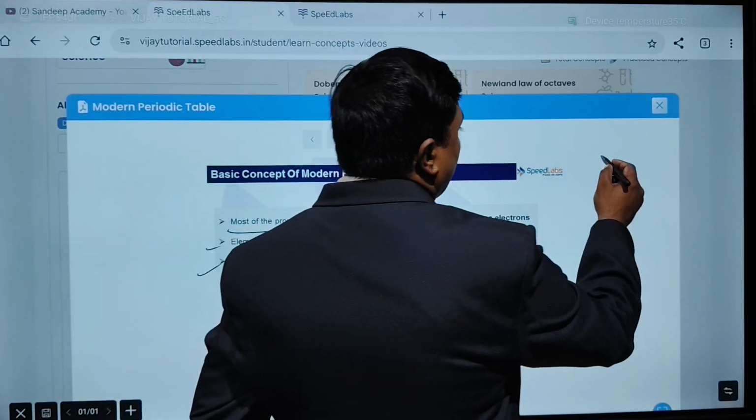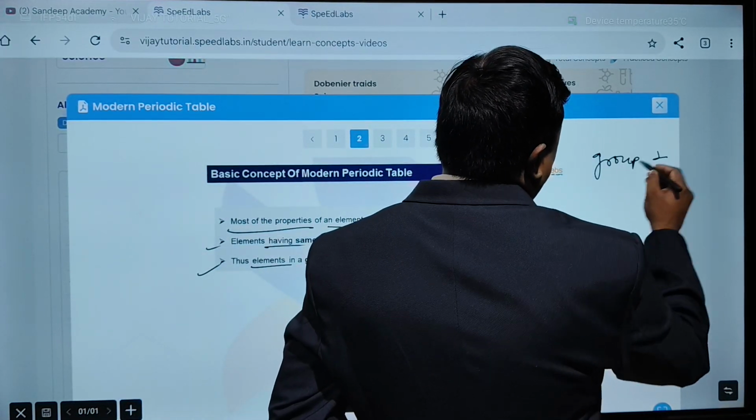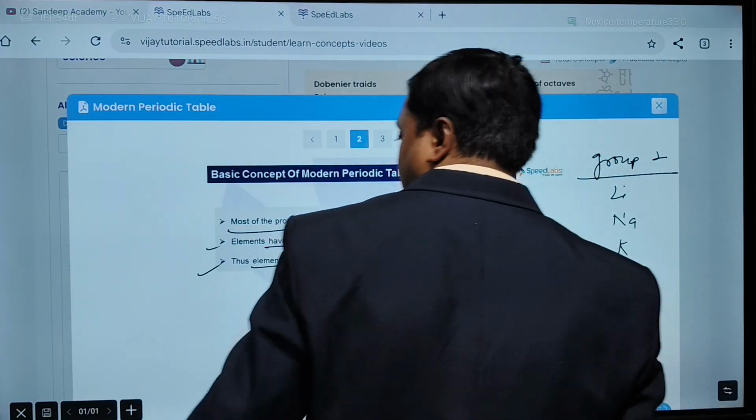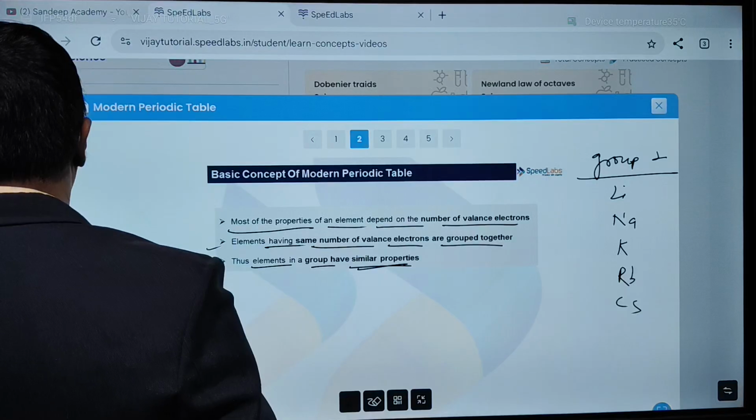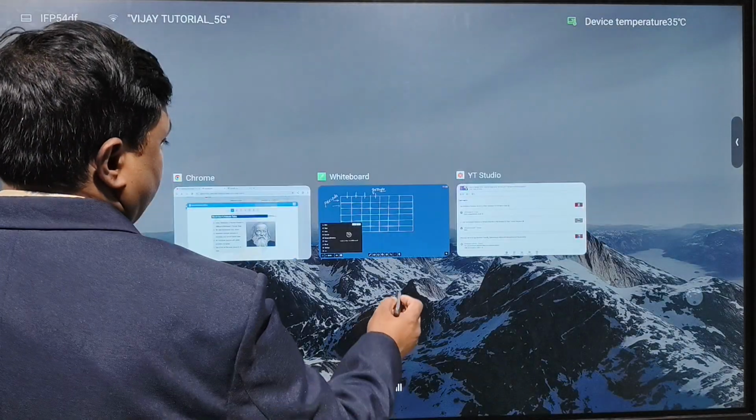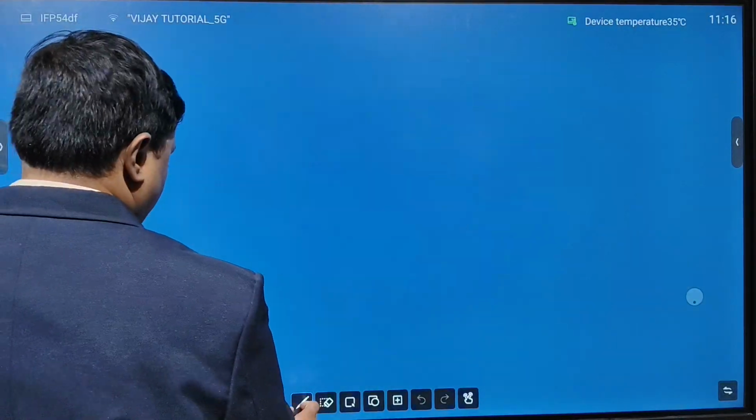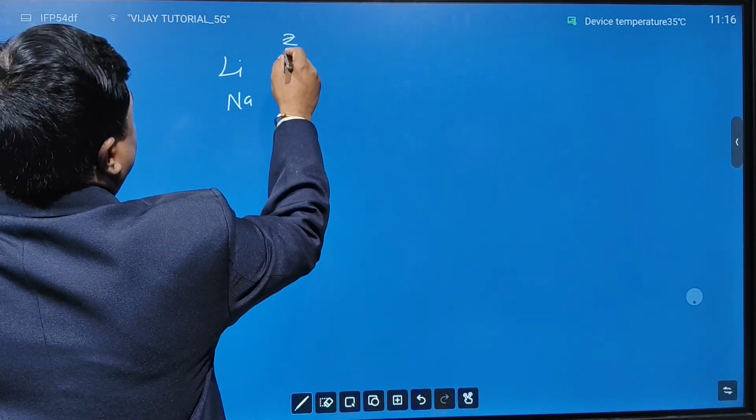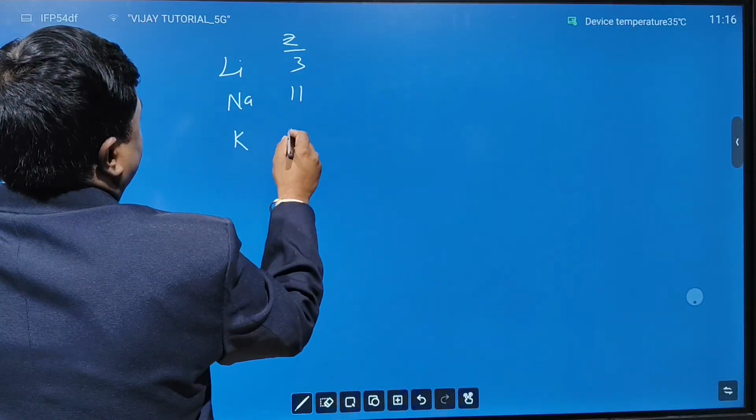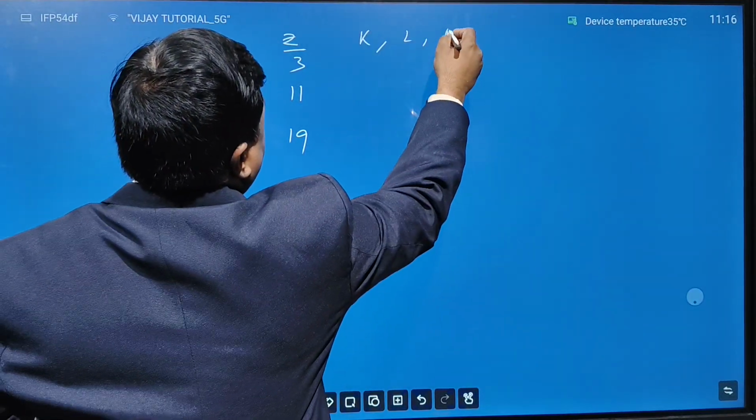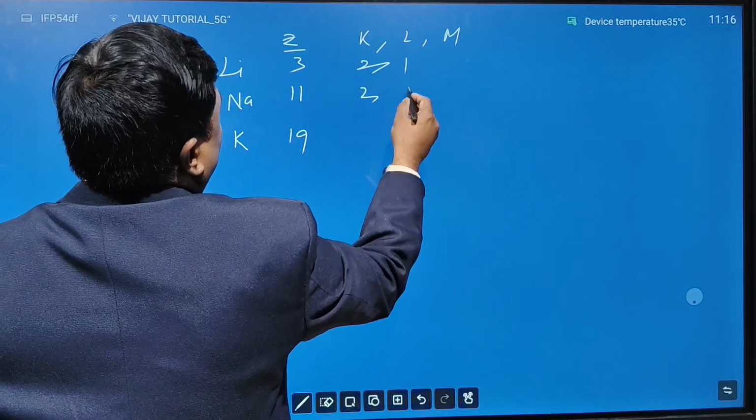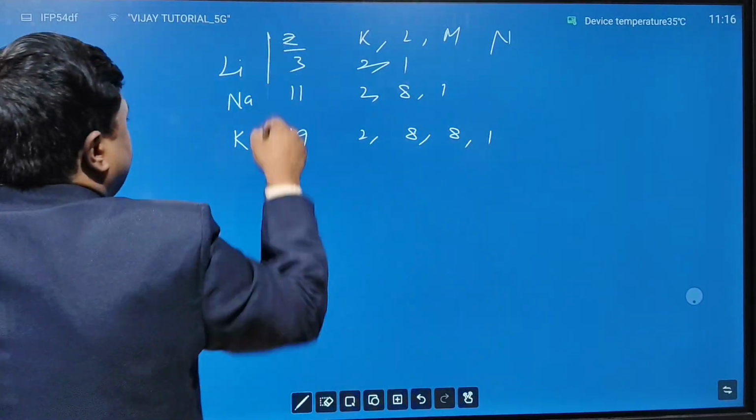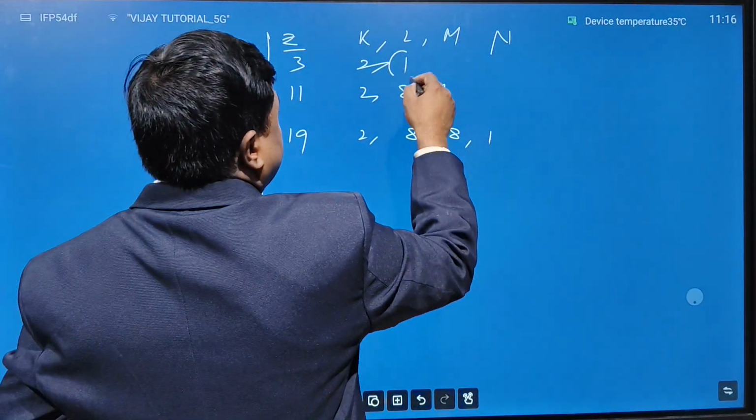For example, if you see group 1: lithium, sodium, potassium, rubidium, cesium. I am writing just a few elements. The atomic number of lithium is 3, sodium 11, potassium 19. See the electronic configuration K, L, M, N: 2, 1; 2, 8, 1; 2, 8, 8, 1. Yes or no? So they are in the same group. Why? Because they all have the same valence electron.